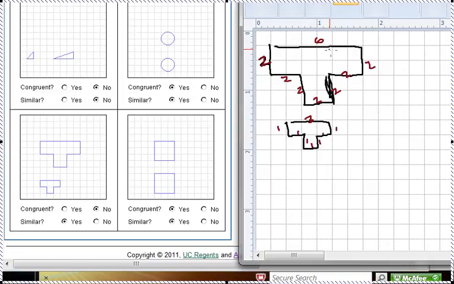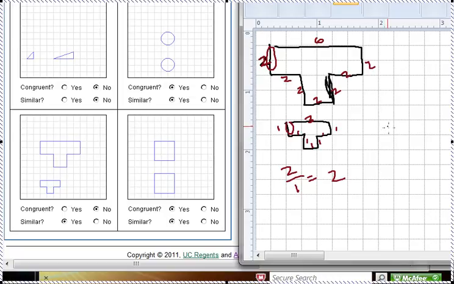Now, what I mean by a ratio is, usually when you hear the word ratio, you think fraction. That's what you should think. So if I take this left side right here and this left side right here, and divide the two sides by each other, what is 2 divided by 1? What does that equal? 2.